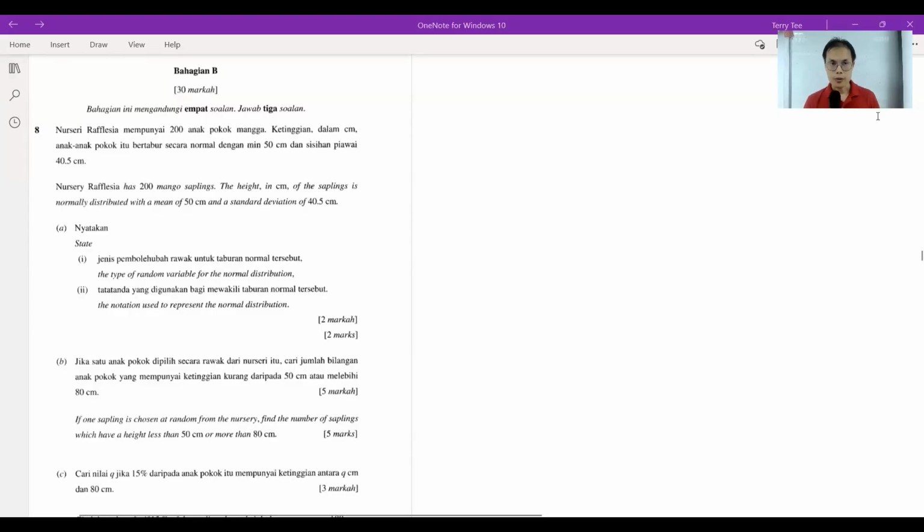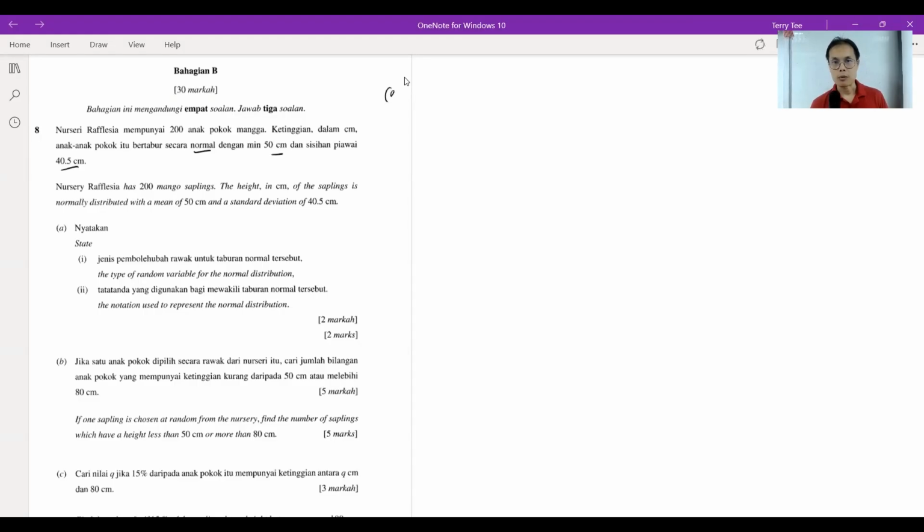Okay, let's move on to question number 8. This is from the chapter Taburan Kebarangkalian. So here we have a nursery Rafflesia mempunyai 200 anak pokok mangga. Ketinggian dalam cm, anak-anak pokok itu bertabur secara normal dengan min 50 cm, varians 40.5. So nyatakan jenis pemboleh ubah rawak.